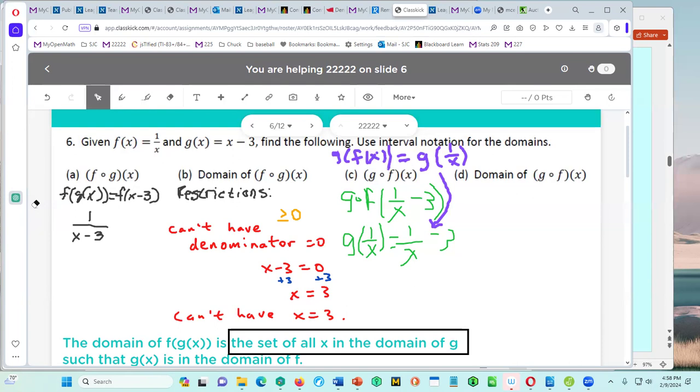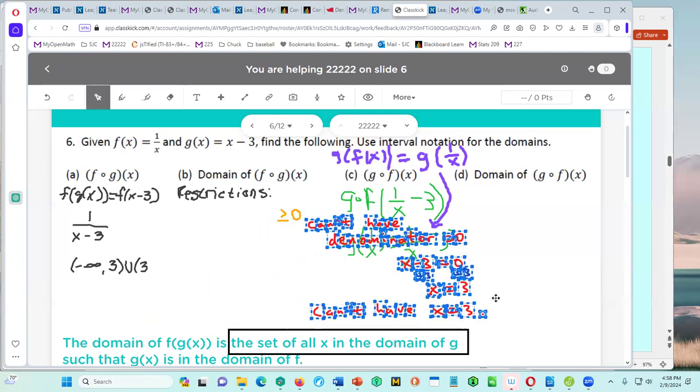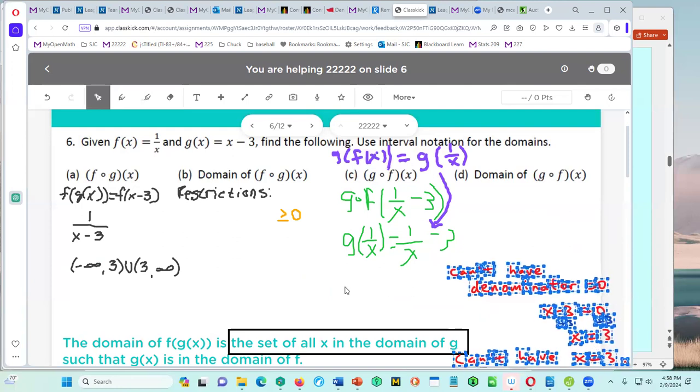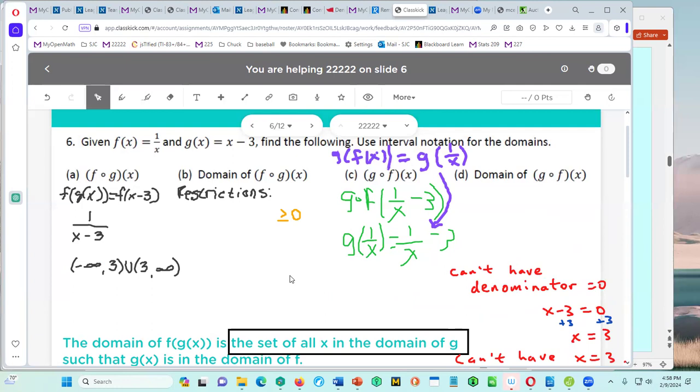So then what is the domain, Jackson, if the only problem is we can't have x equal 3? That is absolutely correct. All real numbers except 3. The union of everything to the left of 3 and everything to the right of 3.